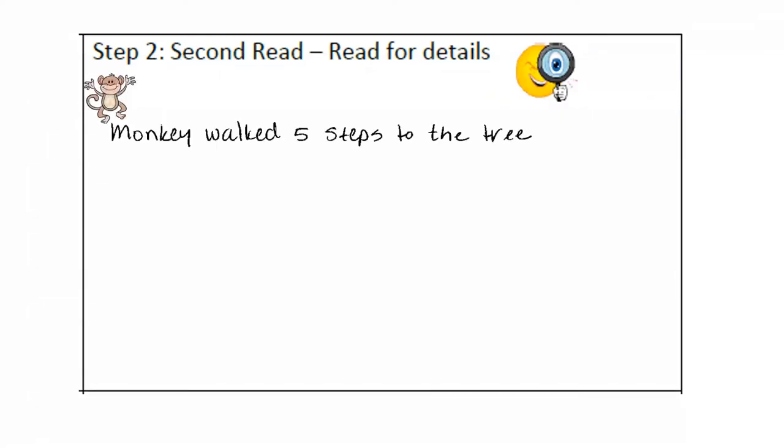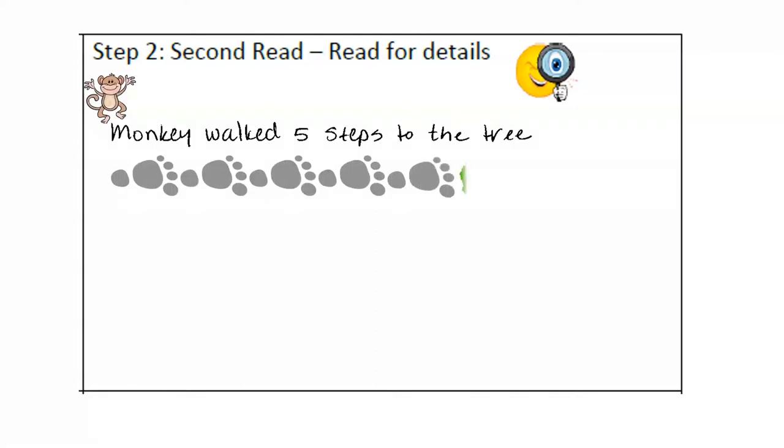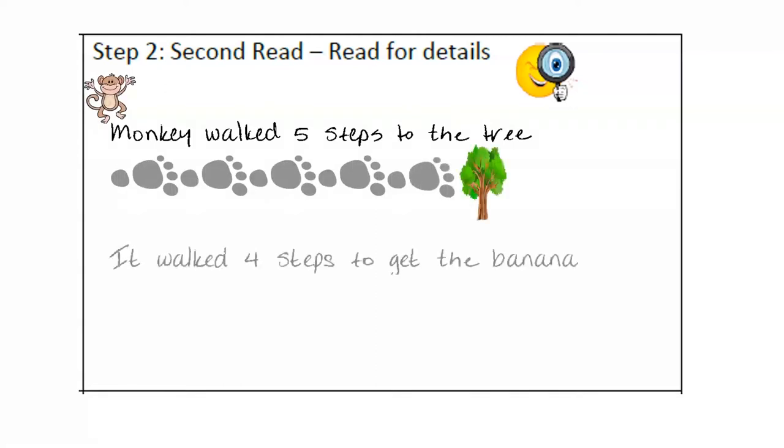On my organizer for step two, I can show that I understand that the monkey walked five steps to get to the tree. Then he walked four more steps to get to the banana.